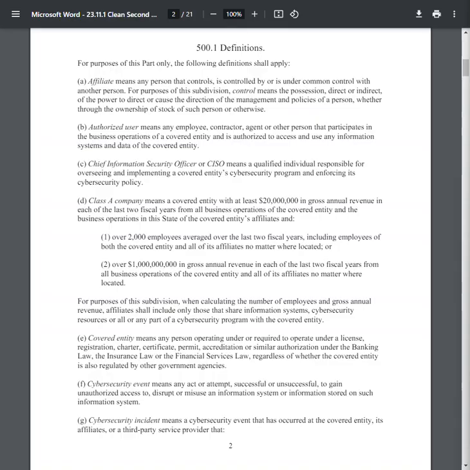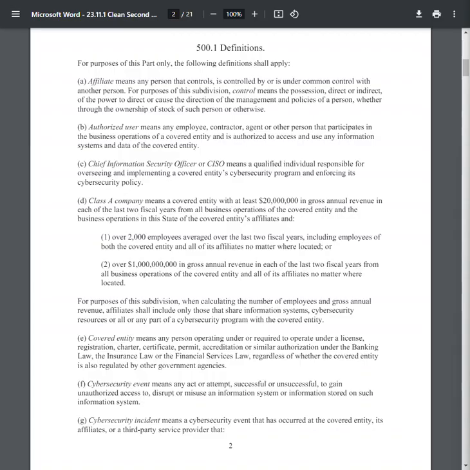Authorized users are employees, contractors, agents, or other persons that participate in the business operations of your organization. They are basically those that are given authorized access to information or information systems.